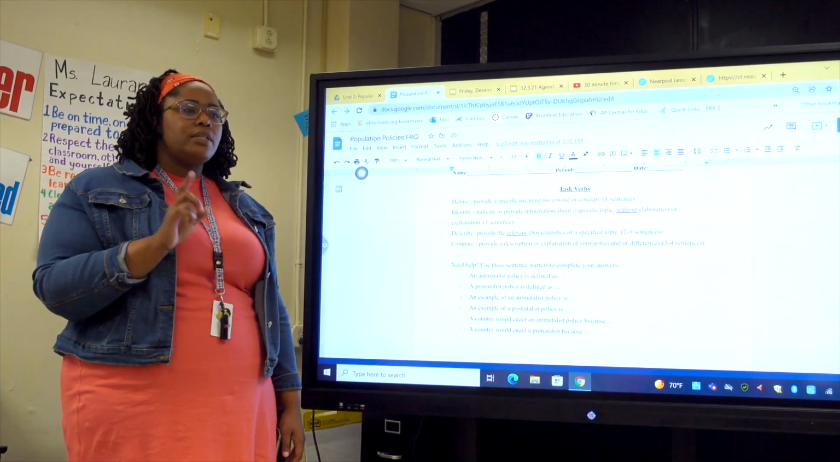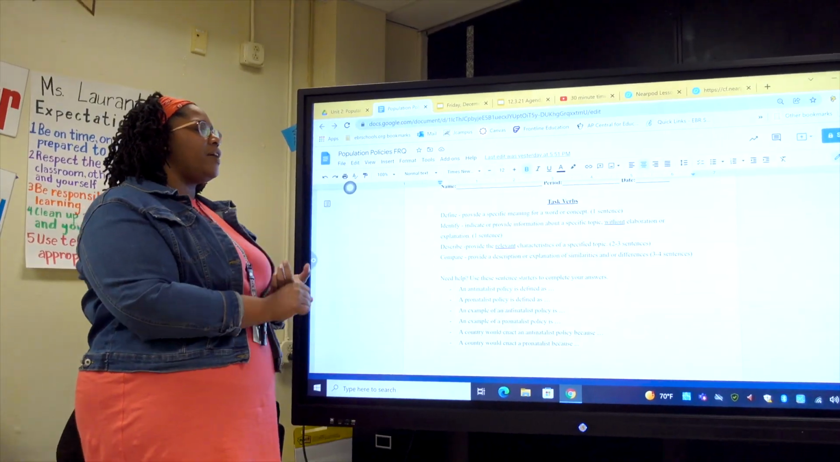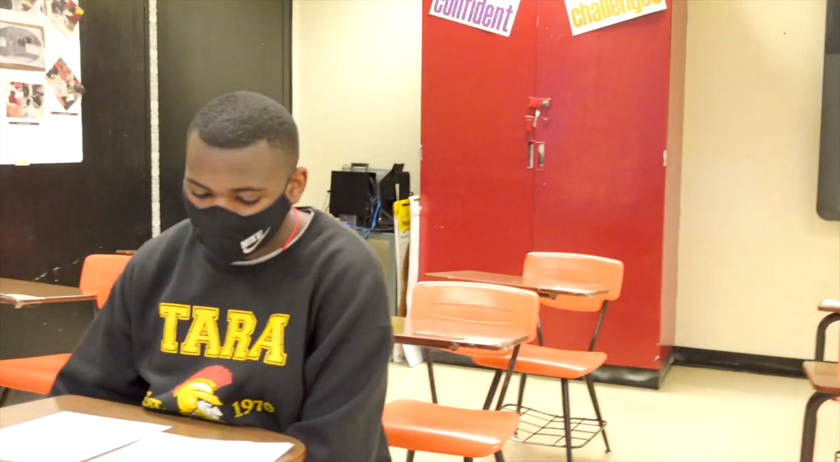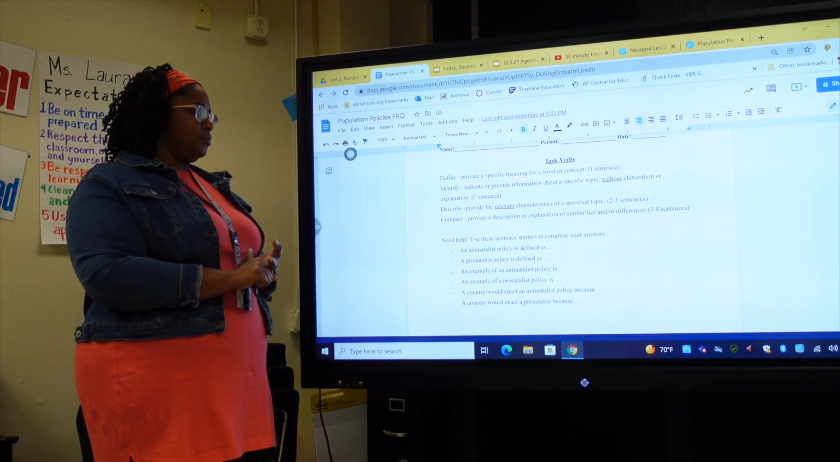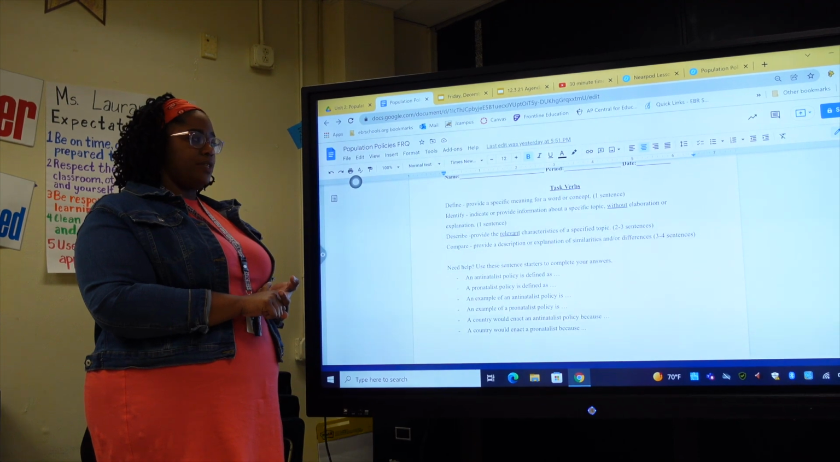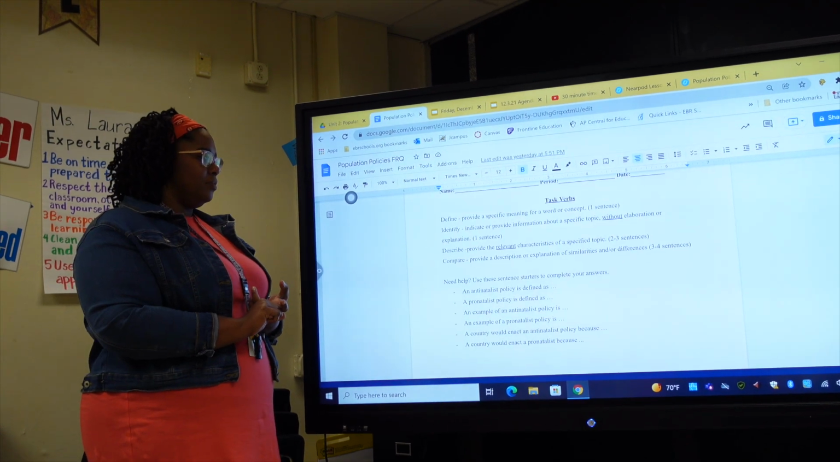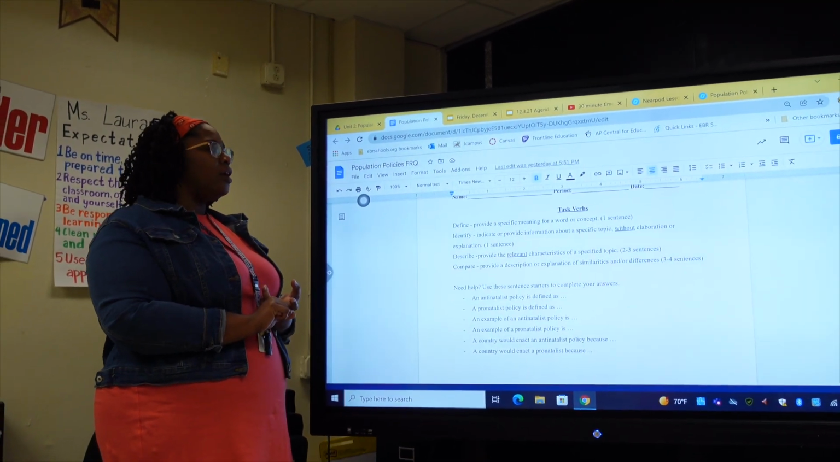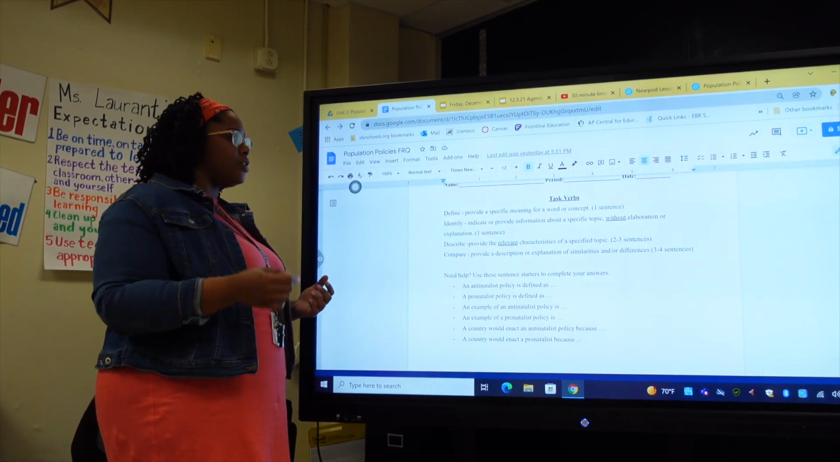So let's go over the task verbs that we're addressing today with this free response question. The first one is to define. Can someone please read to me what it means to define? Provide a specific meaning for a word or concept. There we go. That's only one sentence, y'all. Identify. What are we doing? Indicate or provide information about a specific topic without elaboration or explanation. Correct. So you don't need to go into details. That's, again, another one sentence answer.